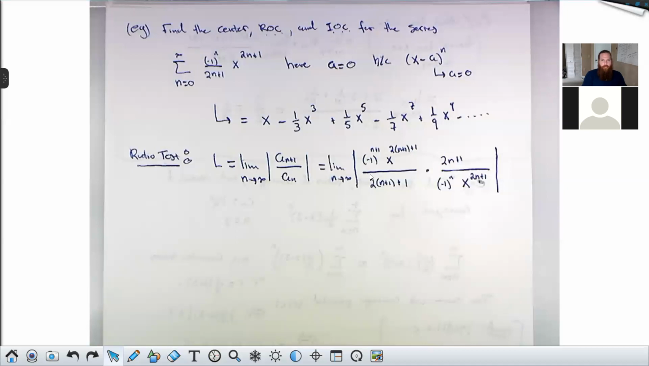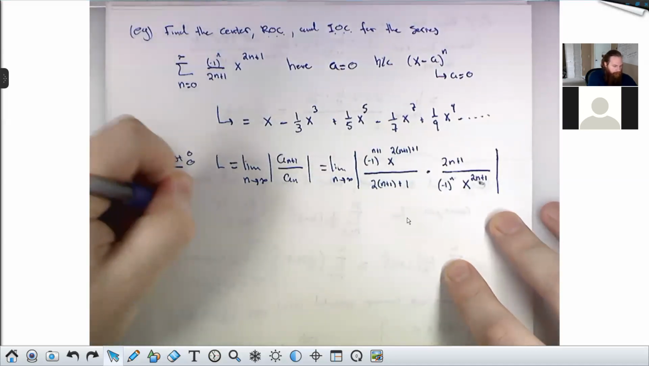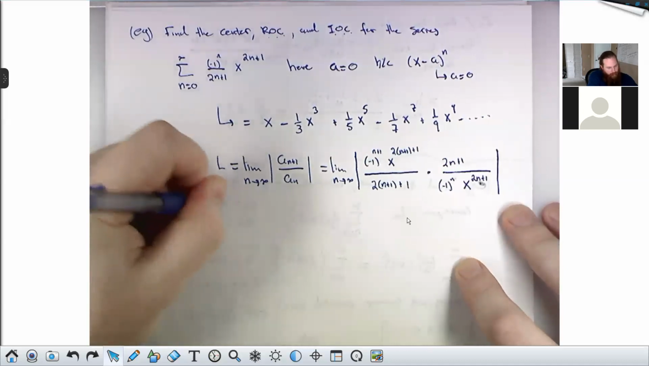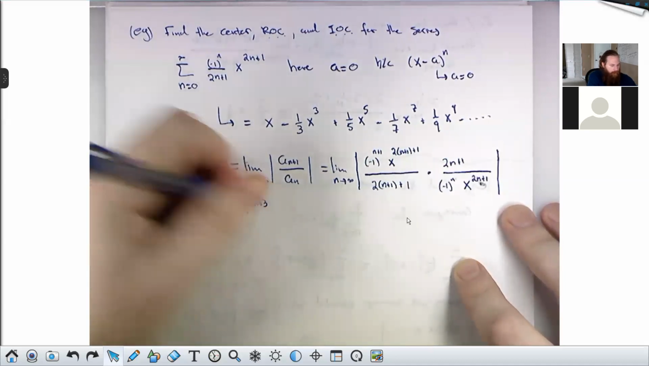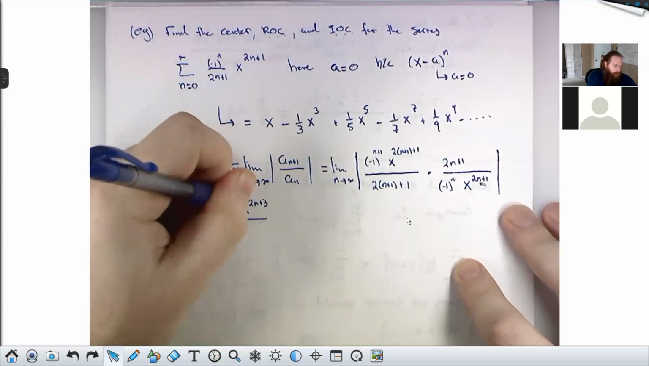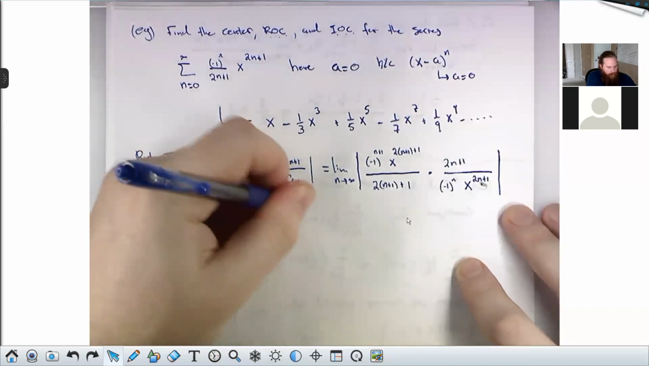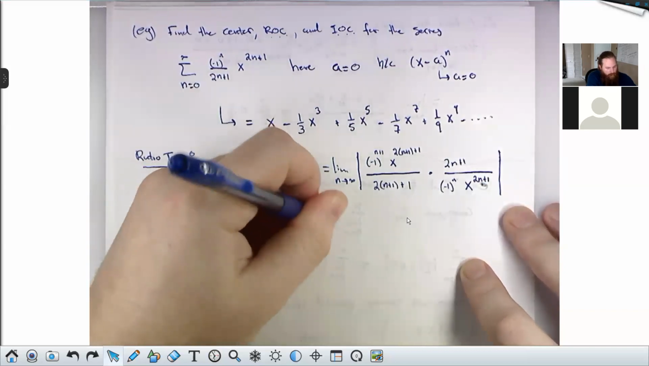If I distribute the 2 down here and here, 2n plus 1 plus 1 is 2n plus 2 plus 1, which is 2n plus 3. So this is the limit as n goes to infinity of the absolute value of (-1)^(n+1) x to the 2n plus 3 over 2n plus 3, times 2n plus 1 over (-1)^n x to the 2n plus 1.